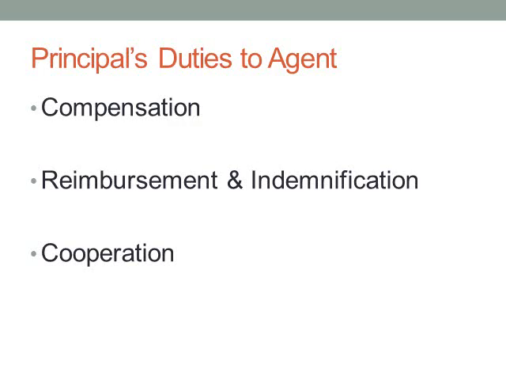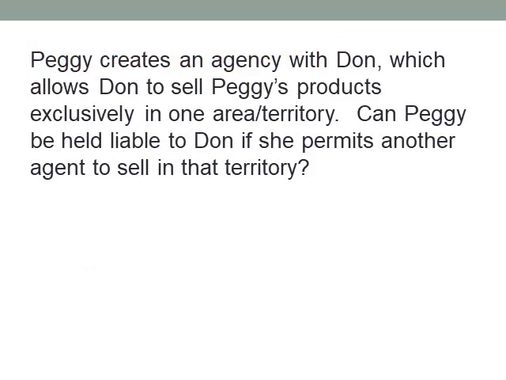And then the last is cooperation. A principal must cooperate with the agent and assist the agent in performing his or her duties. The principal must do nothing to prevent the performance under the relationship. So if Peggy creates an agency with Don, which allows Don to sell Peggy's products exclusively in one area or territory, can Peggy be held liable to Don if she permits another agent to sell in that territory? Yes. And what could Don sue for?